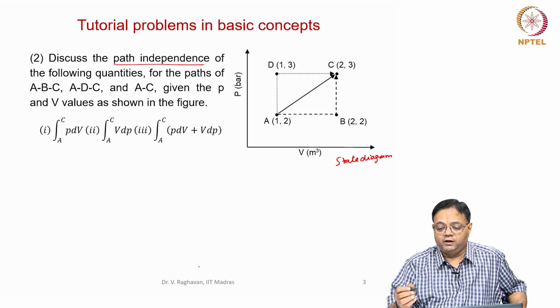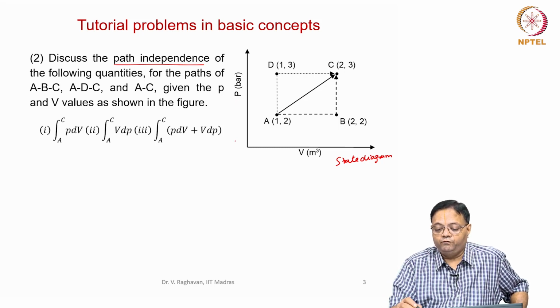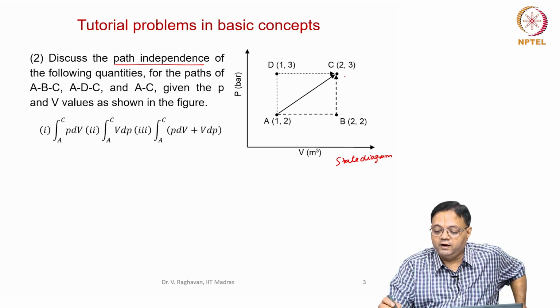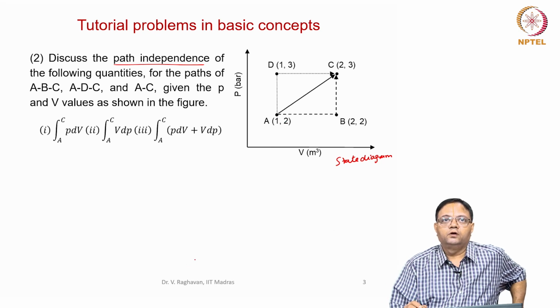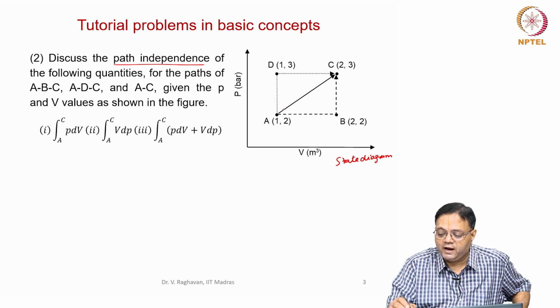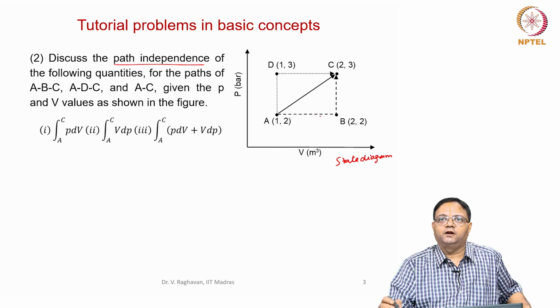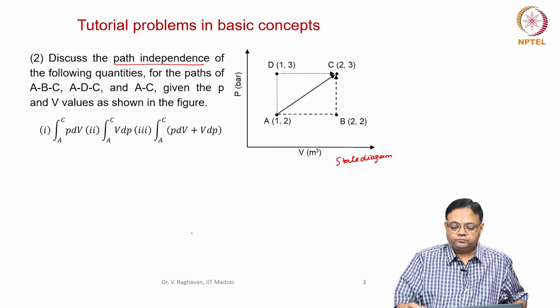Now, if we ask what is the change in the property P between A and C, dP between A and C is 3 minus 2, that is 1 bar. So, that means if I reach C from A through D or through B, that does not make any difference. Only the initial and final states are important.